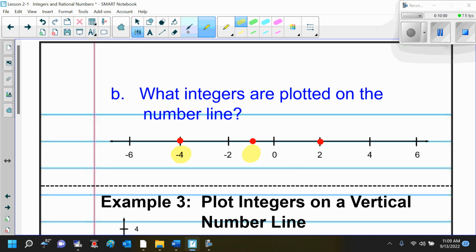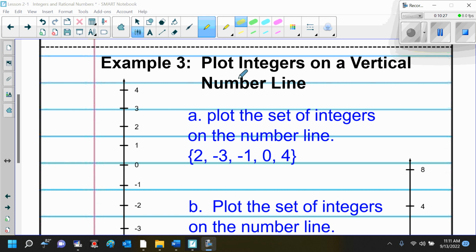Very good. Does everybody see that there's no number there, but there's a -1 between 0 and -2? And then this one is positive 2. Is everybody clear with that? Now, what do you notice about the positives and the negative numbers on the horizontal number line?